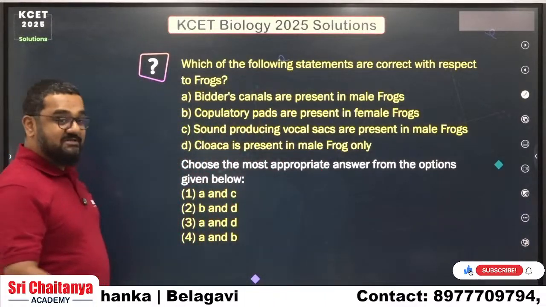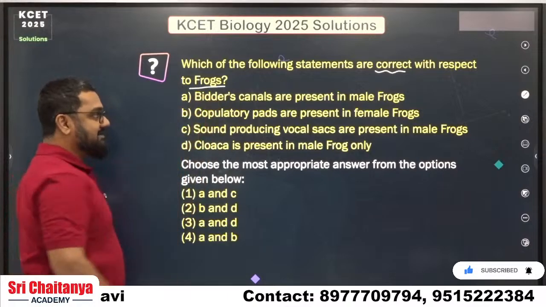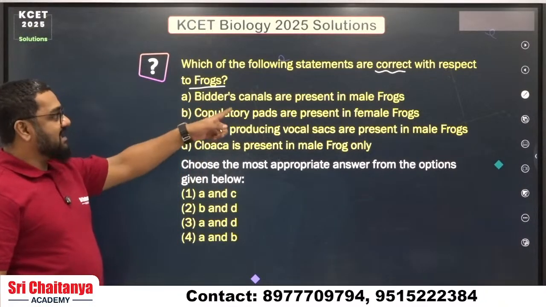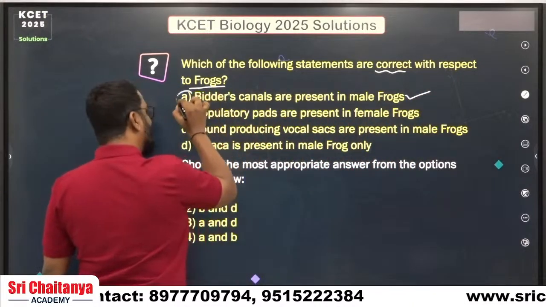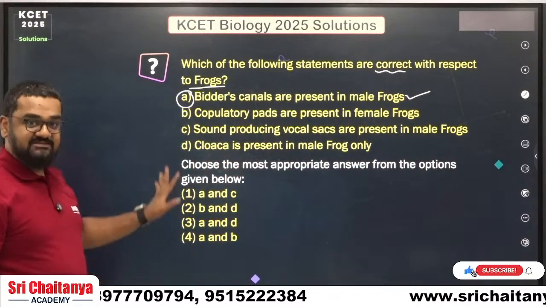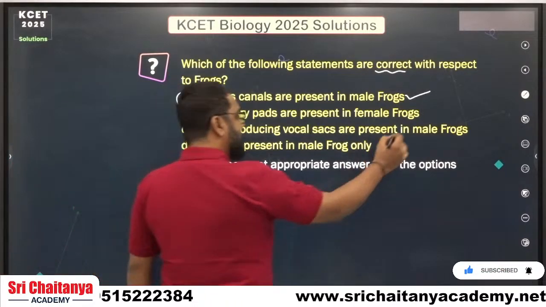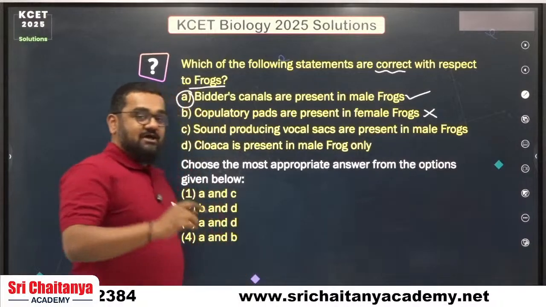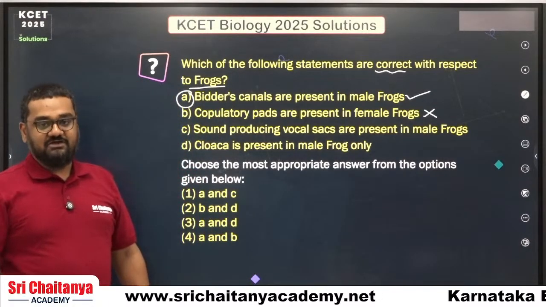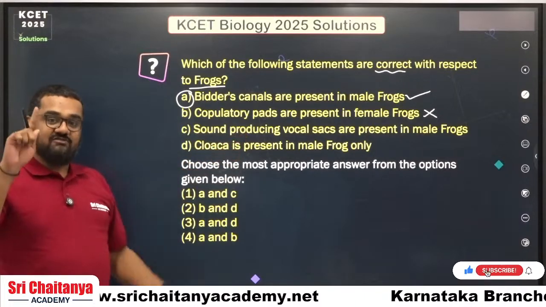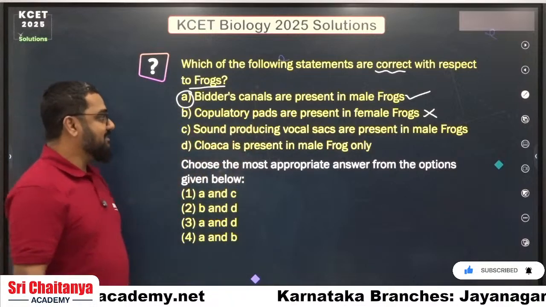Which of the following statements are correct, they are asking, with respect to frogs, right? They are saying Bidder's canals are present in case of male frogs. I agree to it, but let us hold on to this because I am going to explain this to you in the next slide. Copulatory pads are present in case of female frogs, which is an incorrect statement, because copulatory pads are also a characteristic feature of sexual dimorphism in case of frogs, wherein they are present on the first digit of the forelimb of male frogs. It is not female frogs.